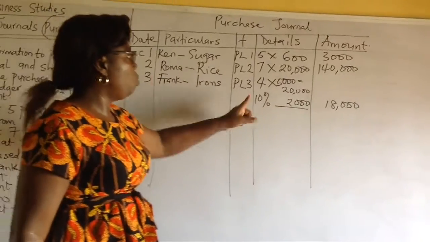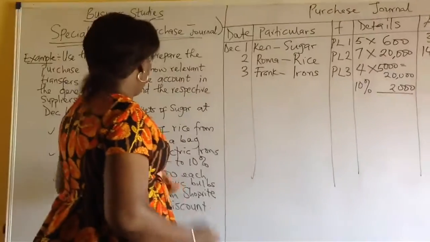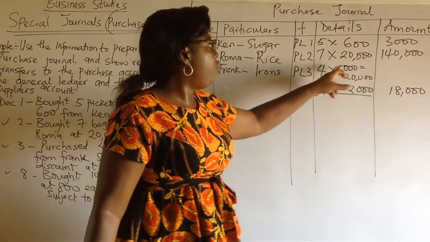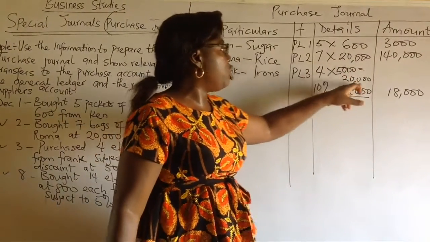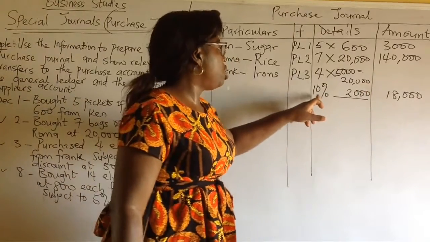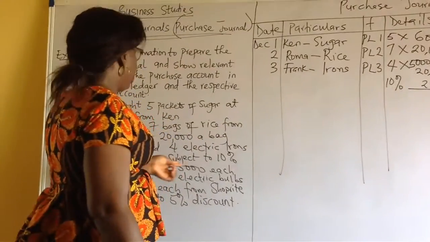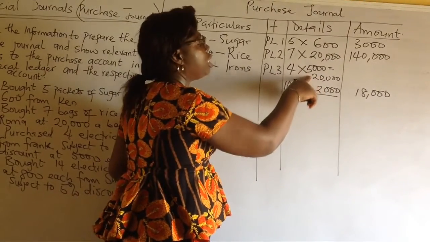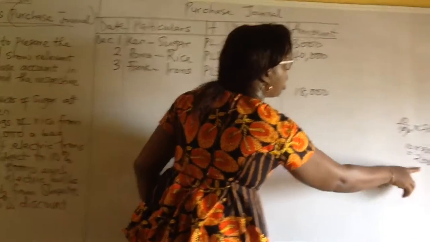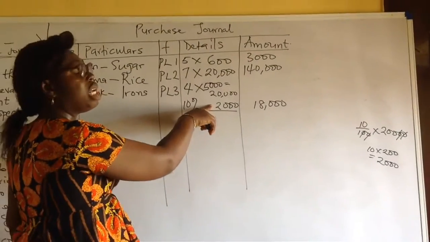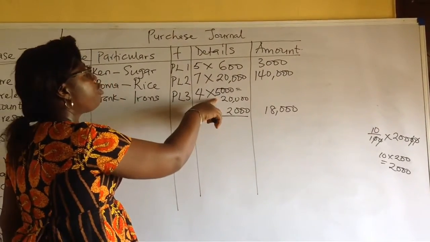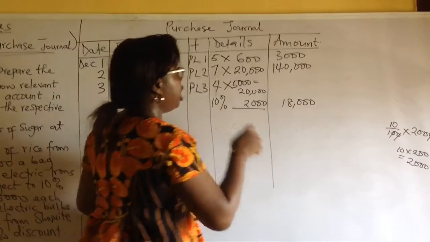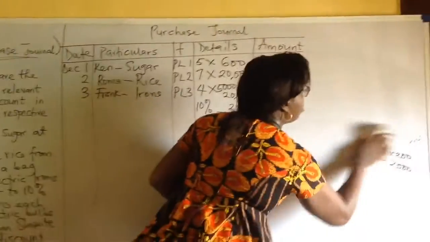I'll take it again. 4 irons were bought at 5,000 naira. The total value of these 4 irons that were bought is 20,000 naira. But they allowed 10% discount. So you work out 10% of the total amount, which is 10% of 20,000. When you work it out, you have 2,000. That is this 2,000 naira here. So you take it away from the original amount to put down the amount that was actually paid, which is 18,000 naira.